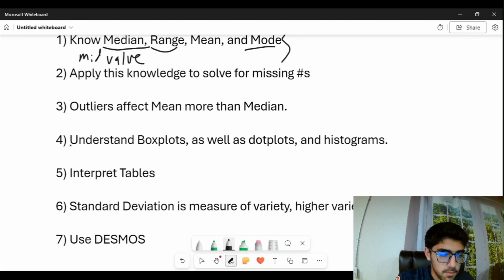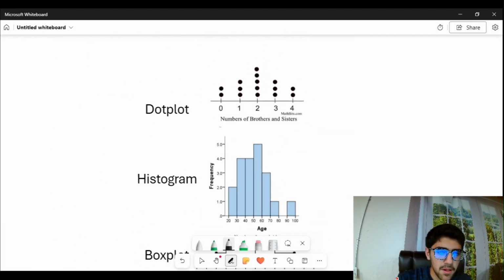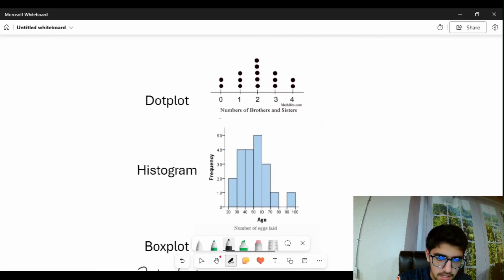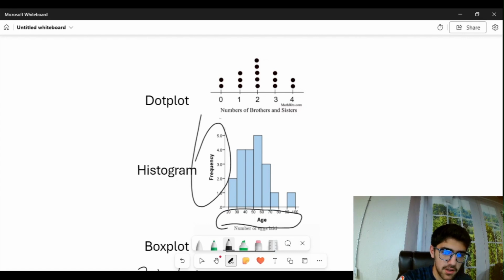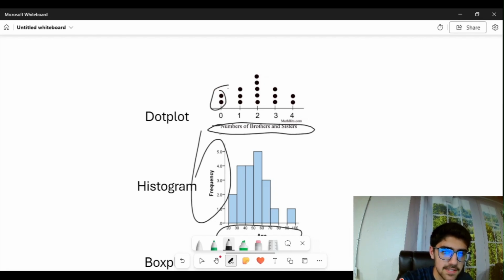A good thing to know, these will pop up: box plots, dot plots, and histograms. Those are the three types of diagrams, as well as tables, that will pop up. Tables are easy to understand, so let's look at box plots, dot plots, and histograms. A dot plot and a histogram are very similar. It's basically just a number on the bottom and then its frequency on top, like on a table. Here we have number of brothers and sisters on the bottom, and the frequency is represented in dots. So this is 2 frequency, 3 frequency, 5 frequency. This one, instead of dots, they make a bar graph.